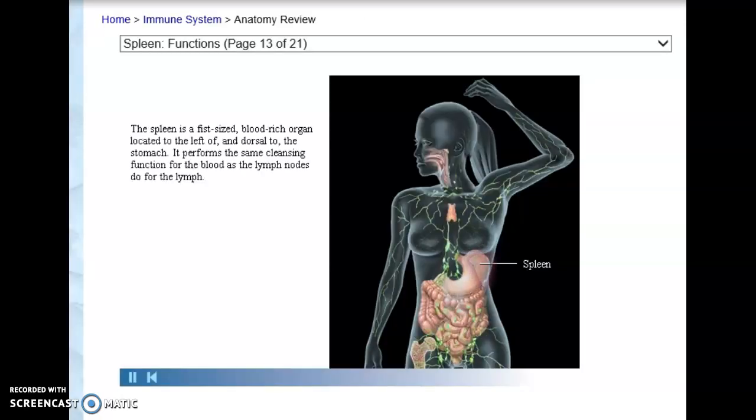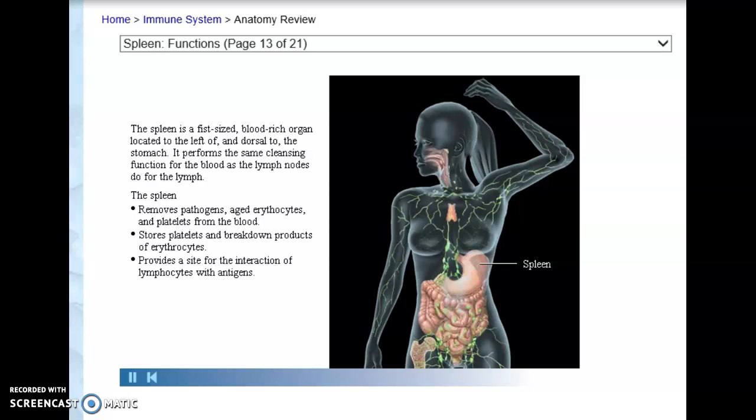Now, let's look at the spleen. The largest of the lymphoid organs, the spleen is a fist-sized, blood-rich organ located to the left of and dorsal to the stomach. It performs the same cleansing function for the blood as the lymph nodes do for the lymph. The spleen removes pathogens and aged erythrocytes and platelets from the blood, stores platelets and breakdown products of red blood cells, and provides a site for the interaction of lymphocytes with antigens.